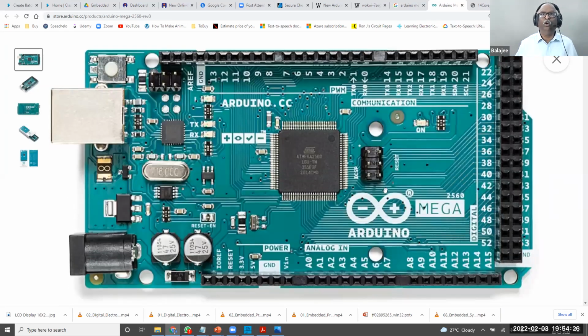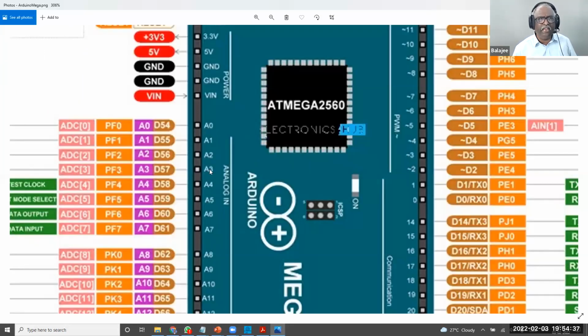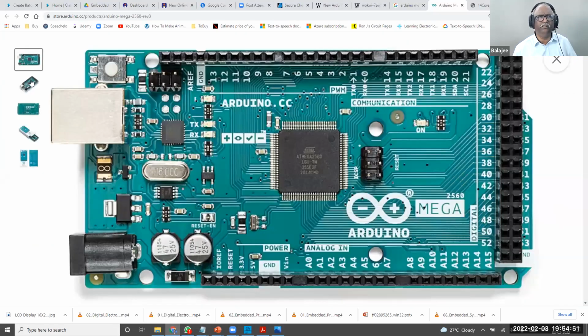But if they don't tell you which pin is connected to what, you will not be able to use it. For that reason only, they have given this diagram. This diagram tells you that A0 to A7 is connected to PF0 to PF7 of the chip. Because they don't show the connection here, the connections are shown only here, in the circuit diagram. This is the board.